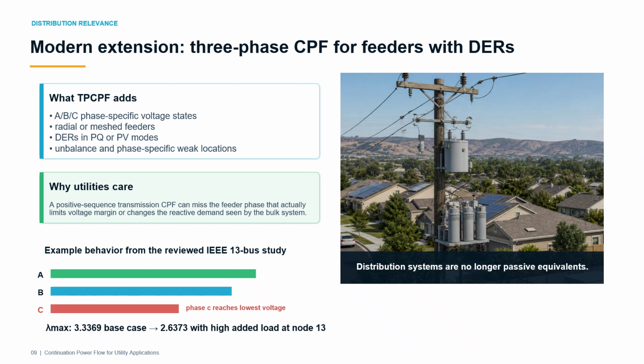Modern distribution systems are no longer passive equivalents. They are unbalanced, have active voltage control, and increasingly include DERs. Three-phase CPF extends the method to A, B, and C phase voltage states, radial or meshed feeders, and DERs operating in PQ or PV modes. This matters because a positive sequence transmission CPF may miss the actual limiting phase or feeder condition. In the reviewed IEEE 13 bus example, phase C reached the lowest voltage.